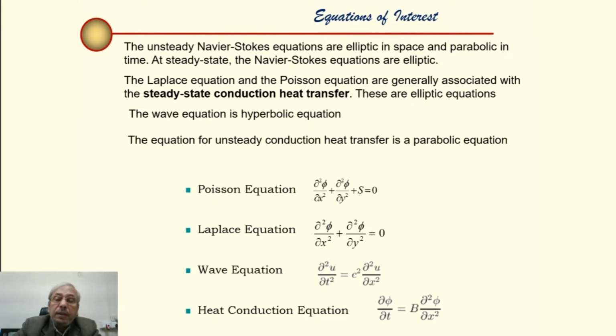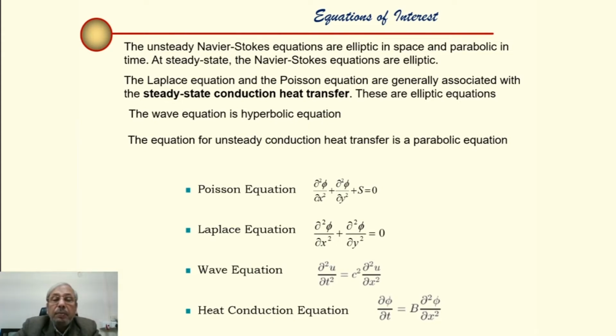Now, Poisson's equation: ∂²φ/∂x² + ∂²φ/∂y² + S = 0. If we define temperature as φ, and S is the source term, volumetric heat generation rate, then it becomes Poisson's equation. ∂²φ/∂x² + ∂²φ/∂y² = 0: if φ is temperature, then this is the steady state heat conduction equation.